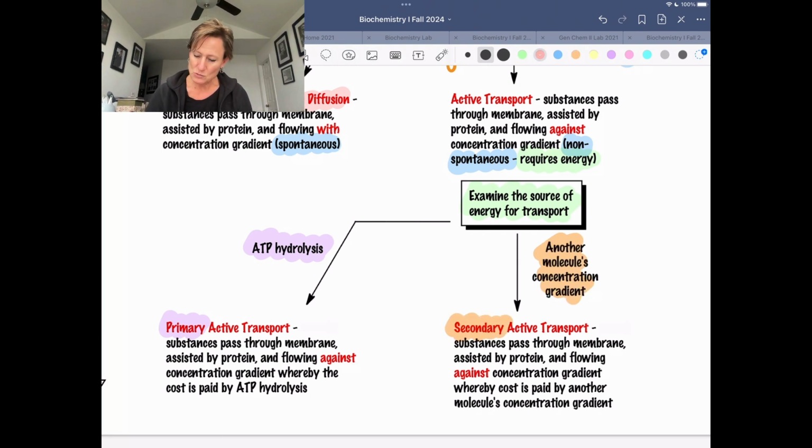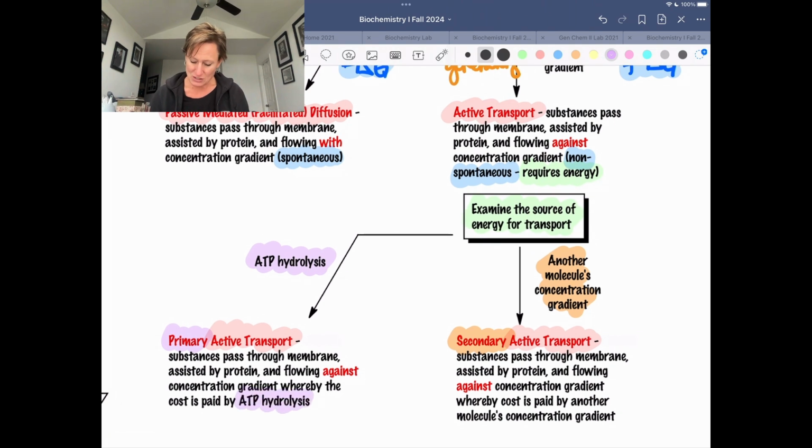So again, all of these refer to active transport mechanisms, but primary active transport versus secondary active transport, the difference is what the source of the energy is. If you are burning your money directly, you're doing ATP hydrolysis, right? That is going to be primary active transport. And if you are using another molecule's gradient, that is secondary active transport.